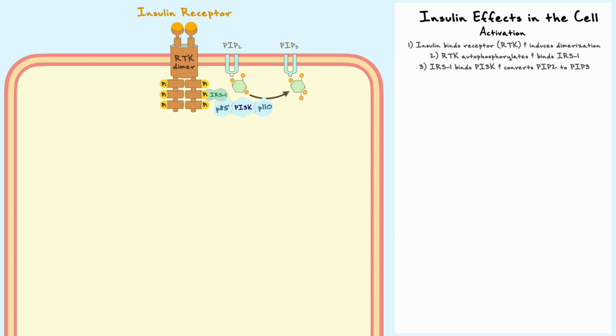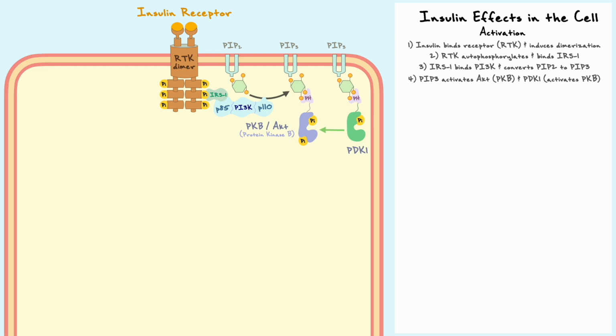PIP3 can then activate two important kinases: protein kinase B, which is also known as AKT, and PDK1. PDK1 can phosphorylate PKB and activate it even further. In this entire pathway, PKB is really what opens the door for insulin to have its effects, as it has a ton of targets that it can phosphorylate, which means it has a ton of influence on various pathways. As we will see later, the analogous protein to PKB for glucagon and epinephrine is PKA.